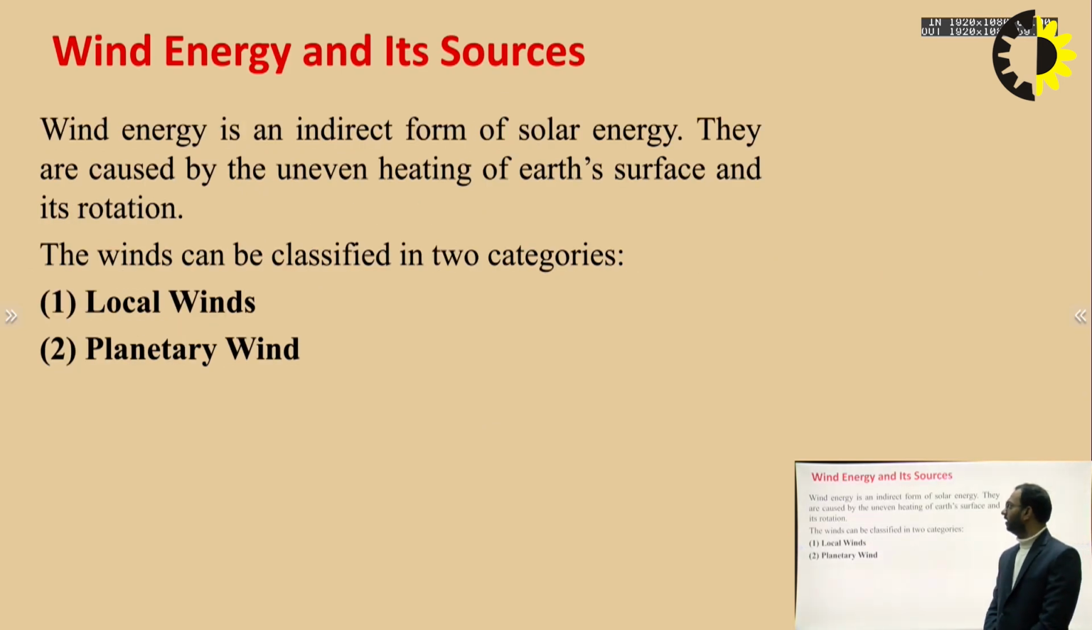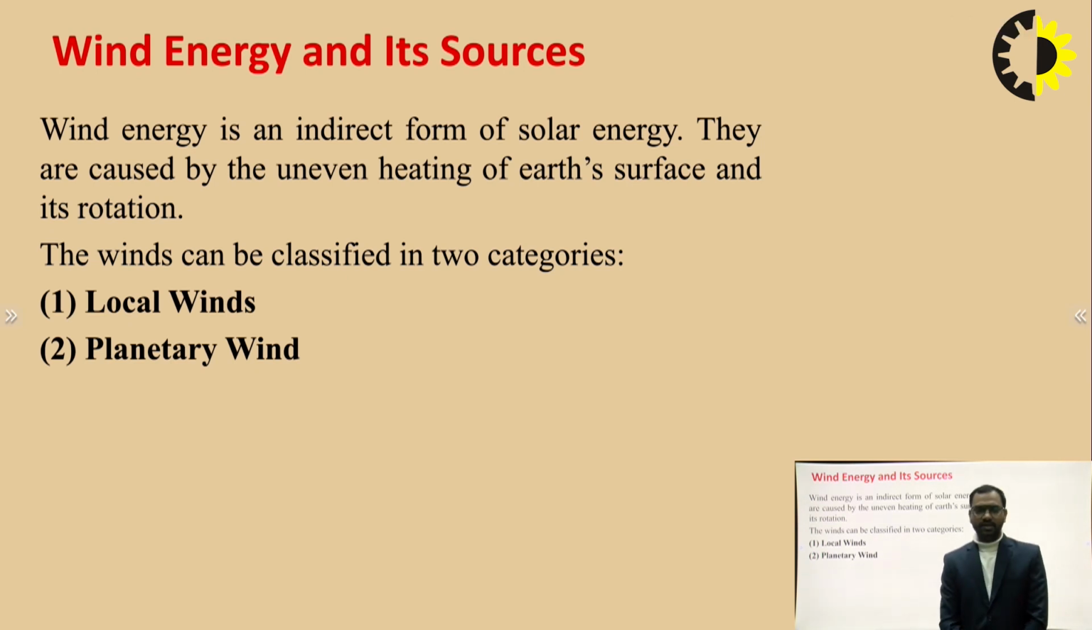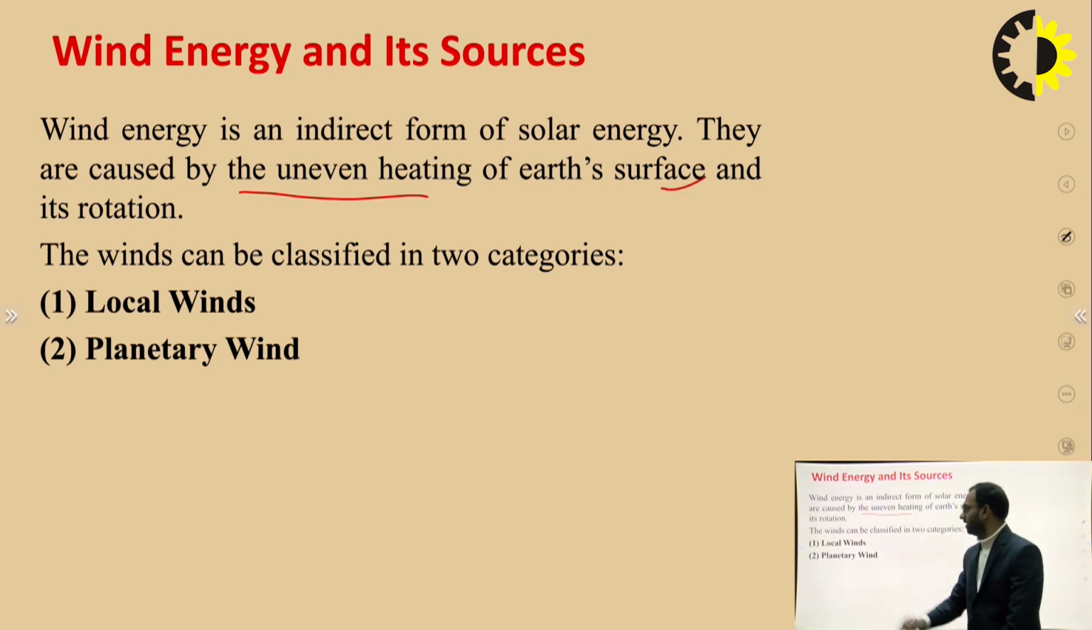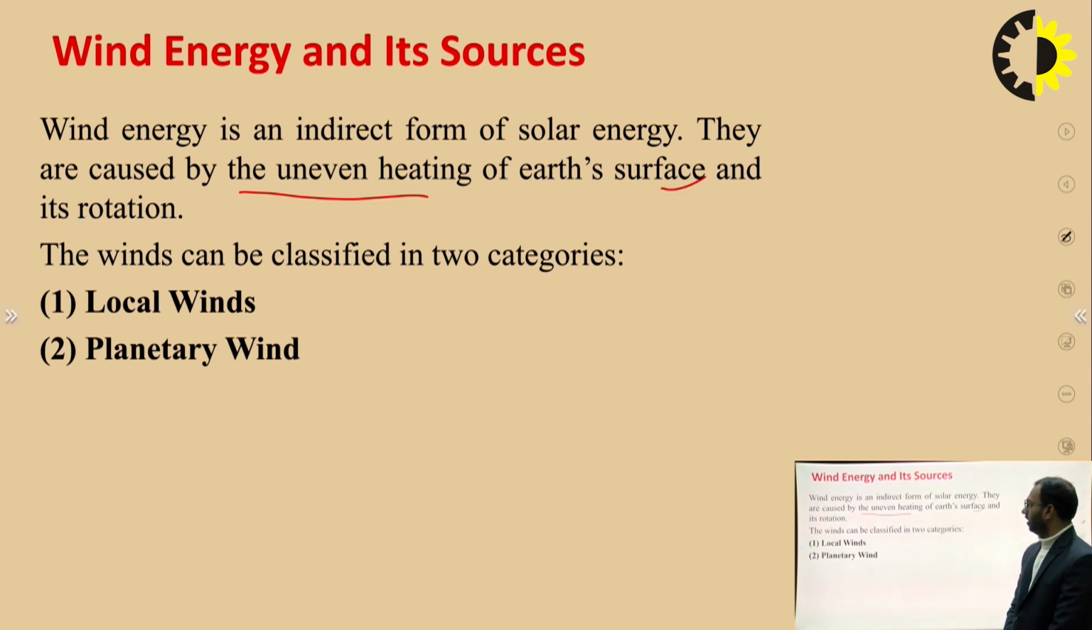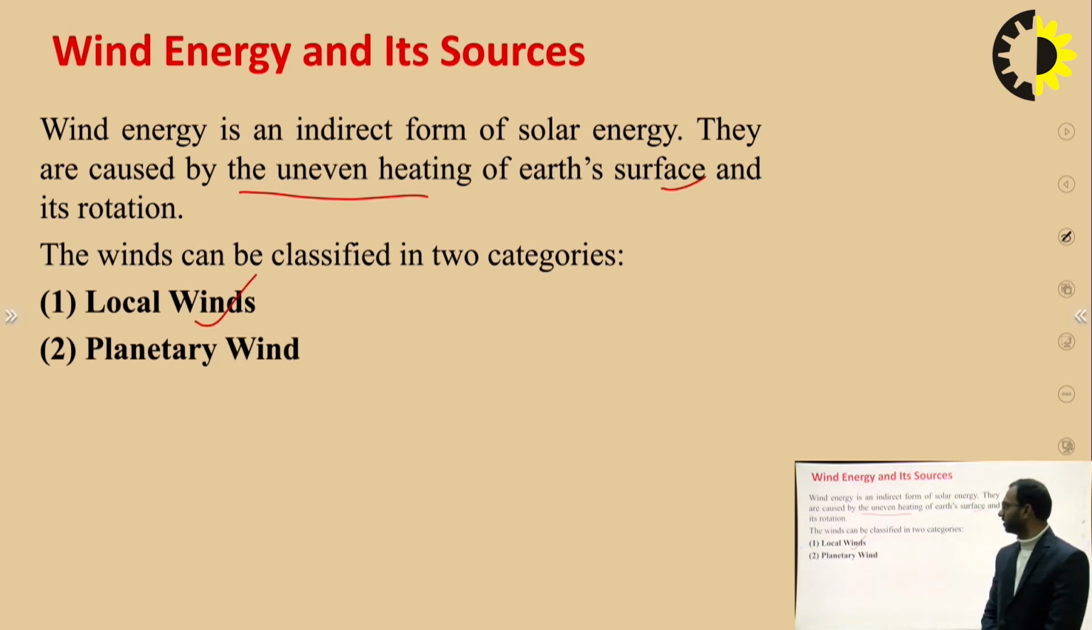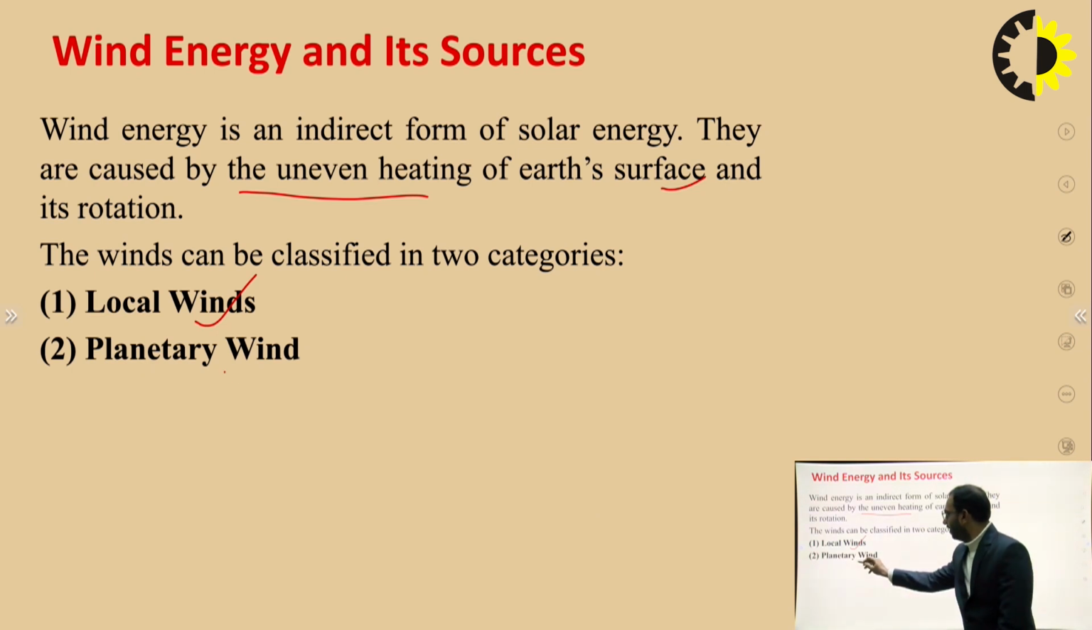What is wind energy and what are its sources? Basically, wind energy is an indirect form of solar energy. Winds are caused by the uneven heating of Earth's surface and its rotation. These winds can be classified into two categories: one is called local winds, and another one is called planetary winds.